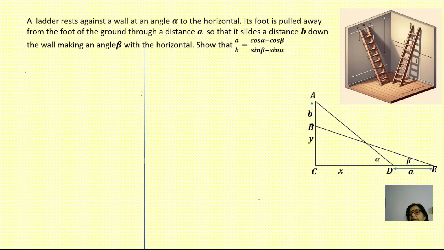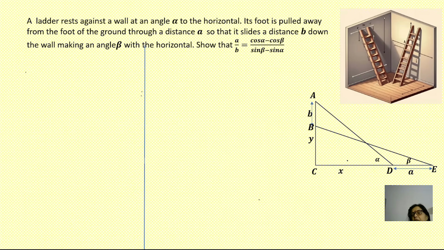So here we have a ladder. Initially it was at this height. The ladder is the same. The length of the ladder will not change, so that you must keep in mind. Now it is sliding down. It is pulled away through a distance A on the ground, and it slides a distance B down the wall. So here, again the question says, show that A by B is equal to cos alpha minus cos beta by sin beta minus sin alpha.